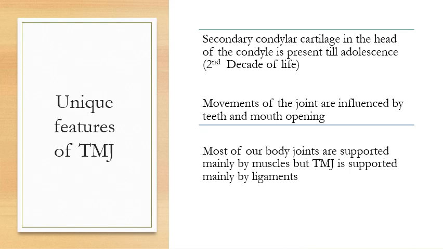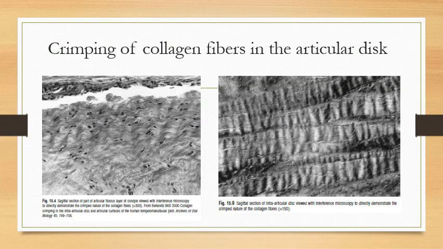Now most of our body joints are supported mainly by muscles, but the temporomandibular joint is the only joint that is supported mainly by ligaments. Another important feature is crimping of collagen fibers in the articular disc. As you can see, these are different sections of the articular disc viewed by macroscopy and by interference microscopy, and they show us undulating waves of crimps of collagen fibers that have crimped together.